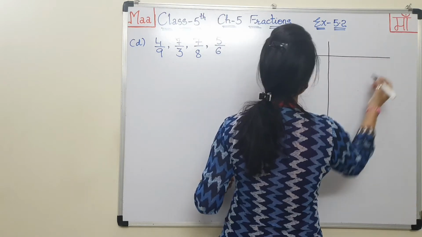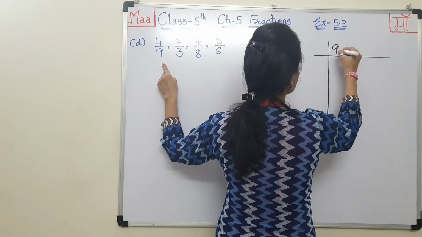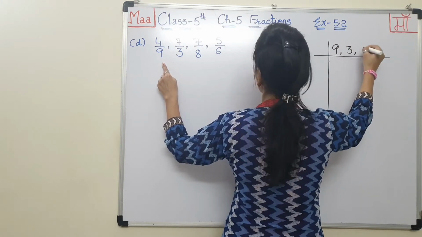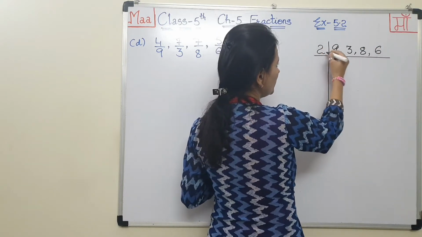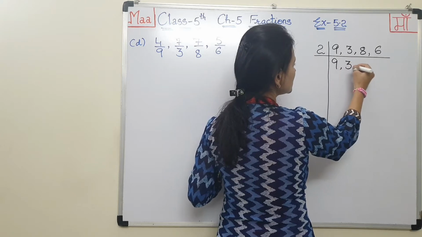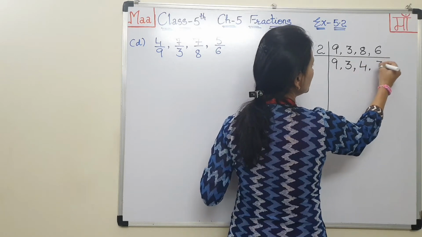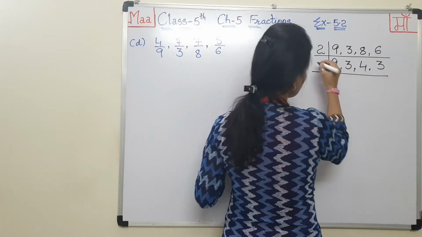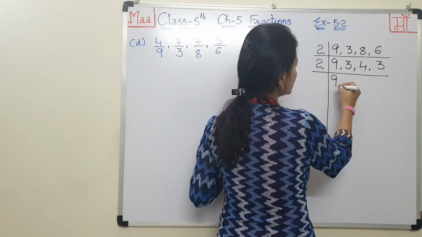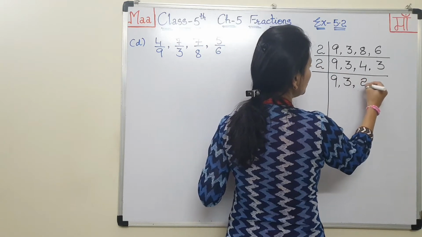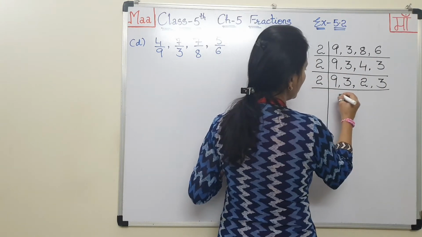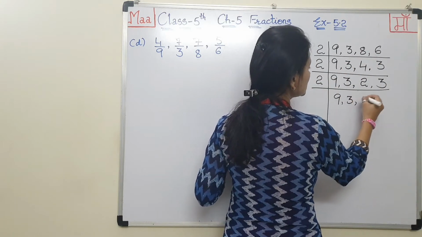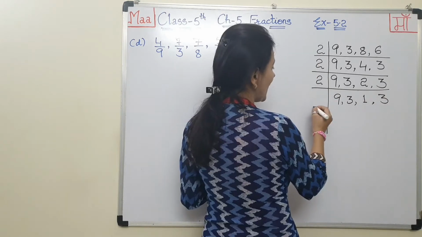So here I am taking the LCM of denominators. It is 9, 3, 8 and 6. So firstly by the table of 2, 9 will come as it is, 3 as it is, 2 4s are 8, 2 3s are 6. Again by the table of 2, 9 as it is, 3 as it is, 2 2s are 4, and then 3 as it is. Again by the table of 2, 9 as it is, 3 as it is, 2 1s are 2, and then 3 as it is.